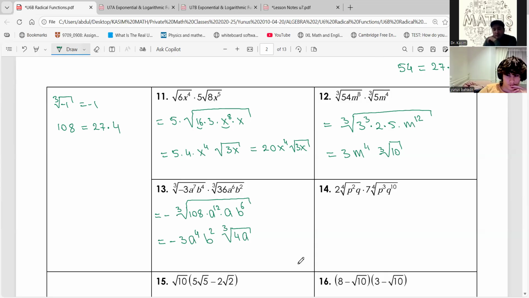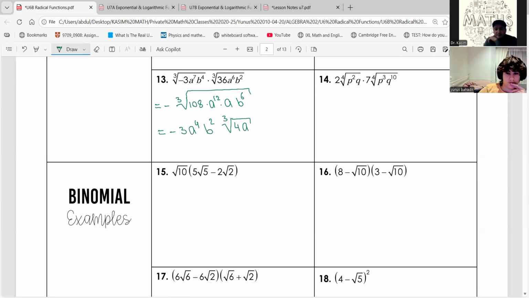Okay, try question 14 now. All right. Now it must be a piece of cake for you. We don't have any numbers under the root. Just simplify. P squared, P cubed is P to the power of 5. Q to the power of 10 is Q to the power of 11. Now one second.